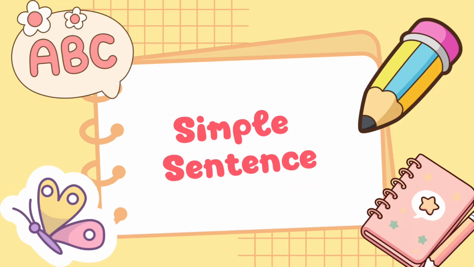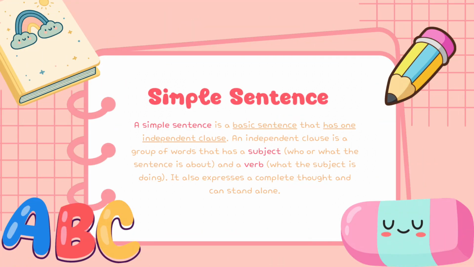Simple sentence. A simple sentence is a basic sentence that has one independent clause. An independent clause is a group of words that has a subject, who or what the sentence is about, and a verb, what the subject is doing. It also expresses a complete thought and can stand alone.